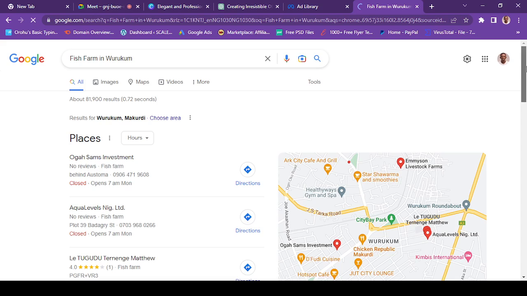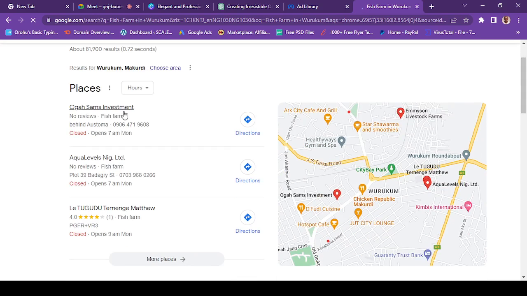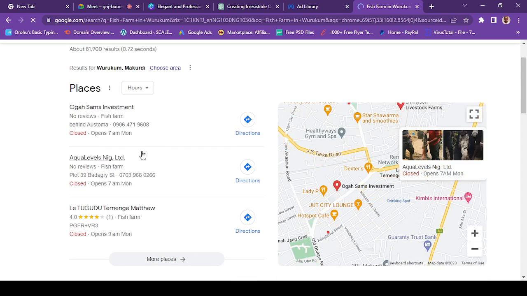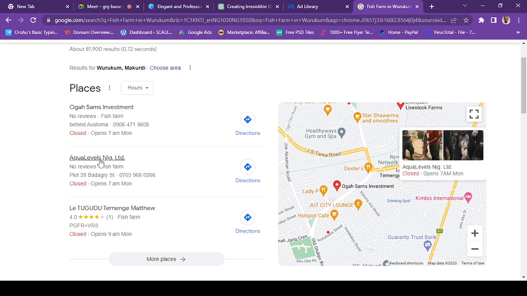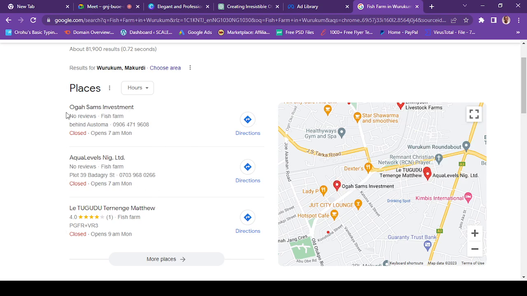Can you see what's showing here? You have Oga Sam's Investment, Aqua Levels Nigeria, and so on. Now these are the people that are currently ranking. And to me, these people are not qualified to rank. It's just that there's no competition. That's why they are showing up, because I can't see anything here that will make them rank. If I'm to list another business in the same location with them, with the same niche, I am going to displace these three, because I know what to do.